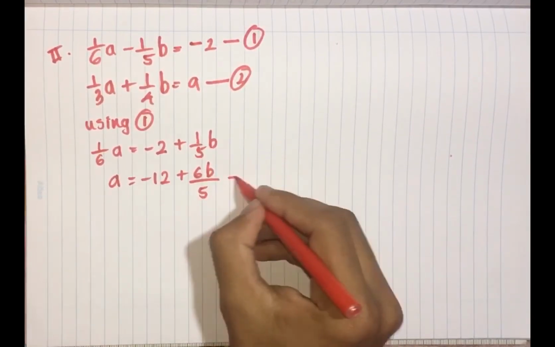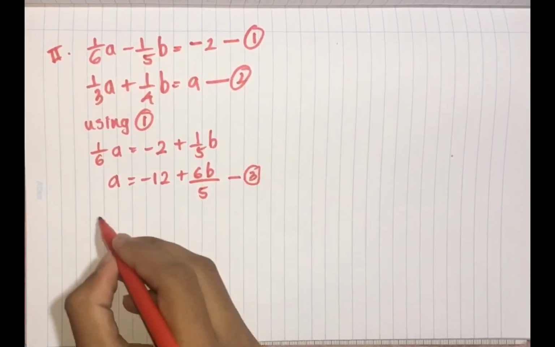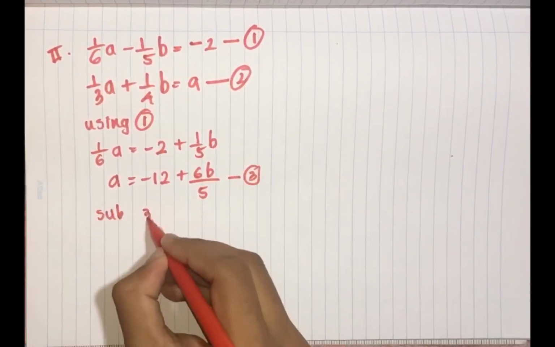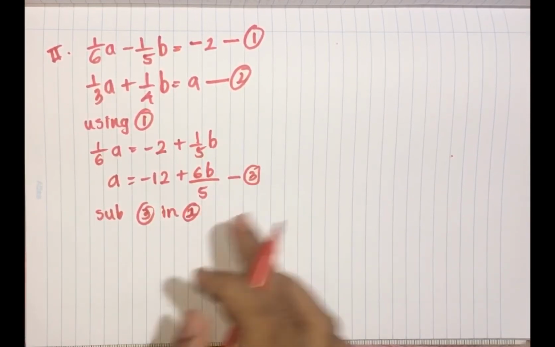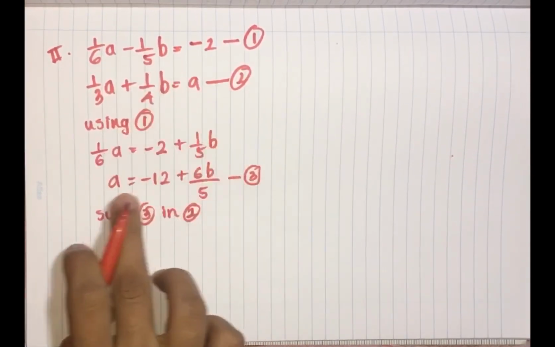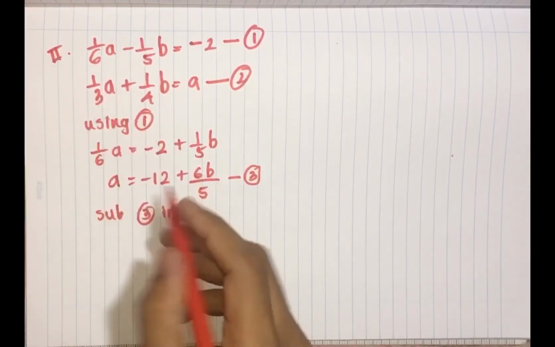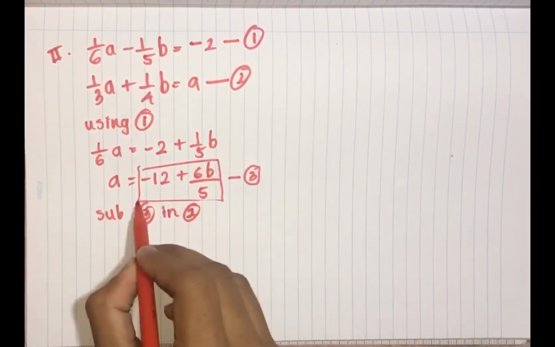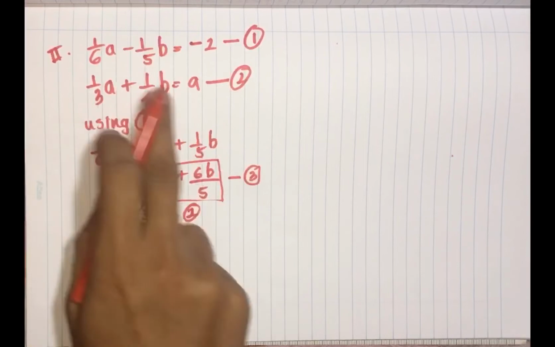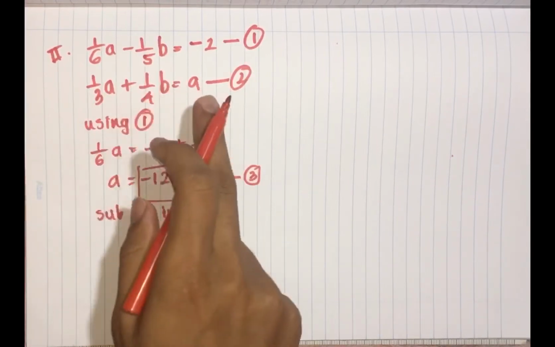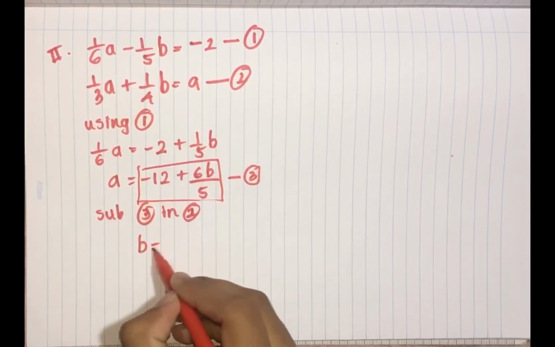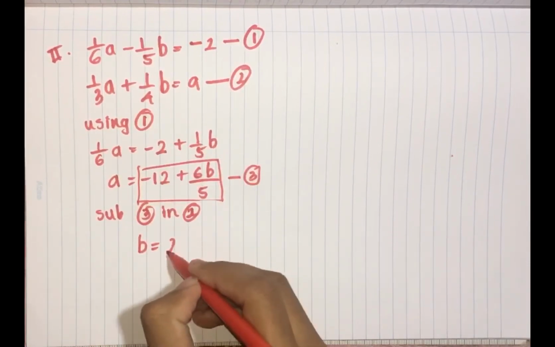Now let us call this 3. You have to substitute 3 in 2. Now if you substitute here the value of a, instead of a you have to substitute this whole term and then solve. Then only in this new equation, you will have only b terms. Thereby you can find b. B will be equal to 20.